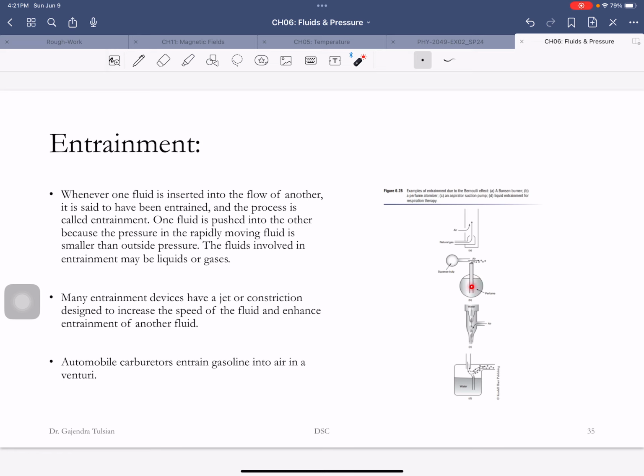In a perfume bottle, you have a bulb that blows air across the tube, and when the air is flowing, the pressure here is decreased, and the atmospheric pressure on the fluid will push the perfume up, and it gets entrained in the air column.